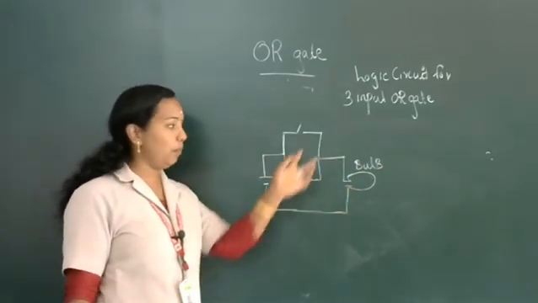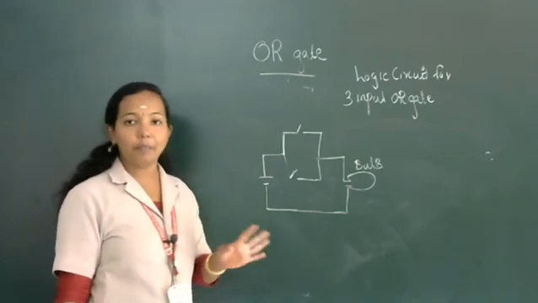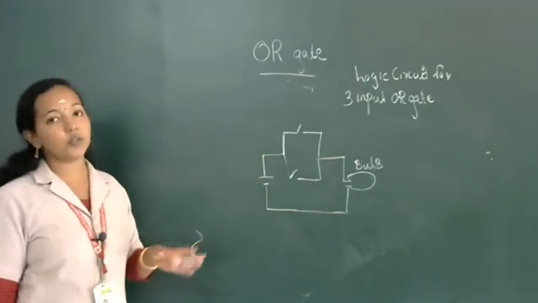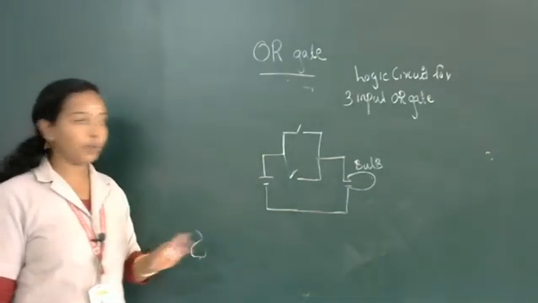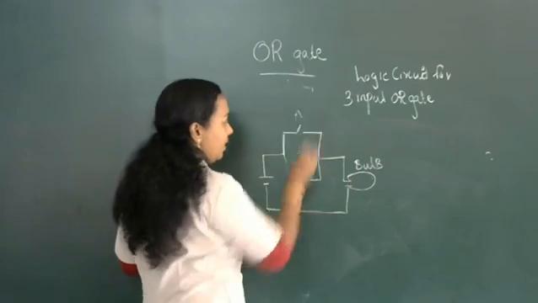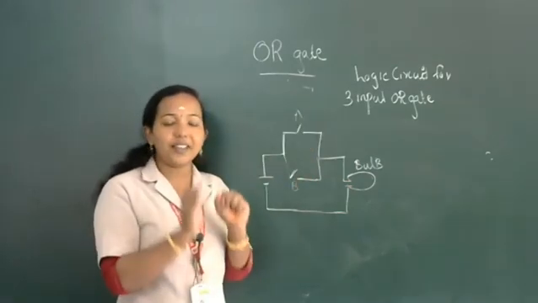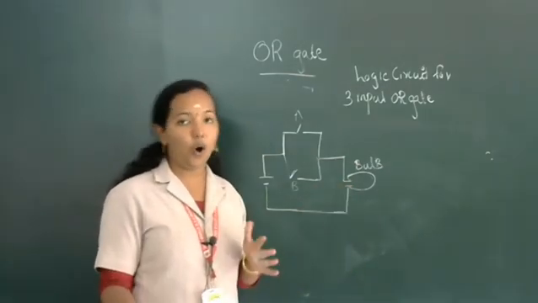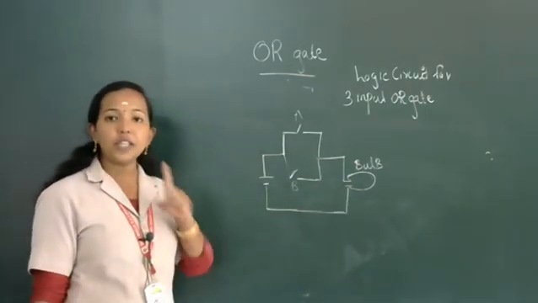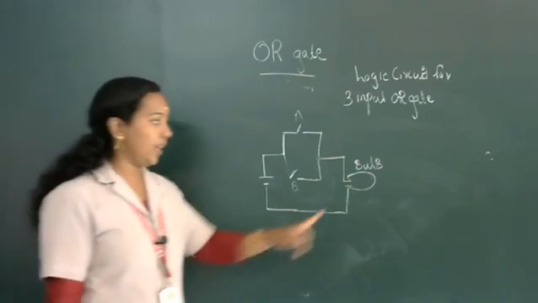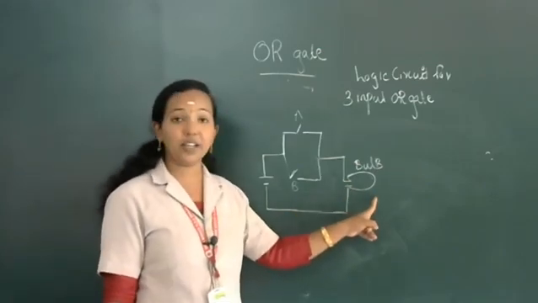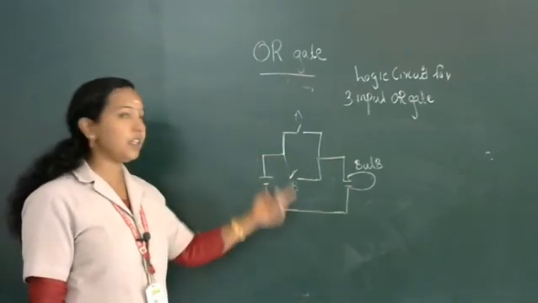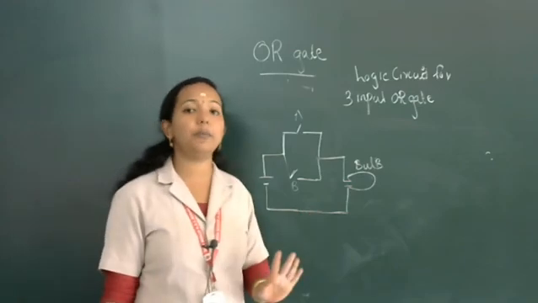Both these switches are connected to one bulb. Now all these switches are in off stage. This is switch A and this is switch B. Both the switches are in off stage. Then what will be the output of bulb? Bulb also off. Then if any of the switch is on, then what about the resultant value of bulb? Bulb will on. If both the switches are on, then also the bulb will on.